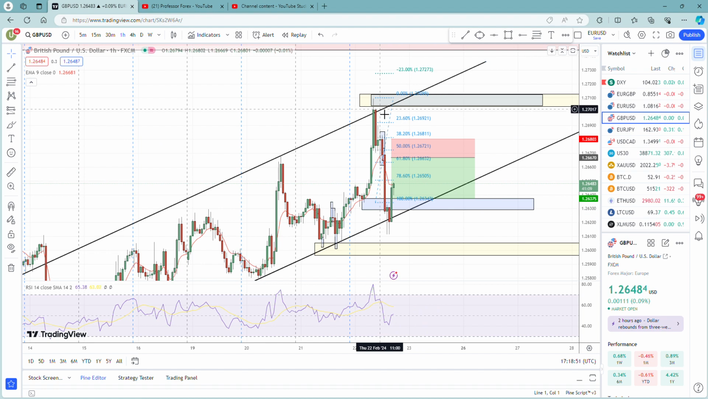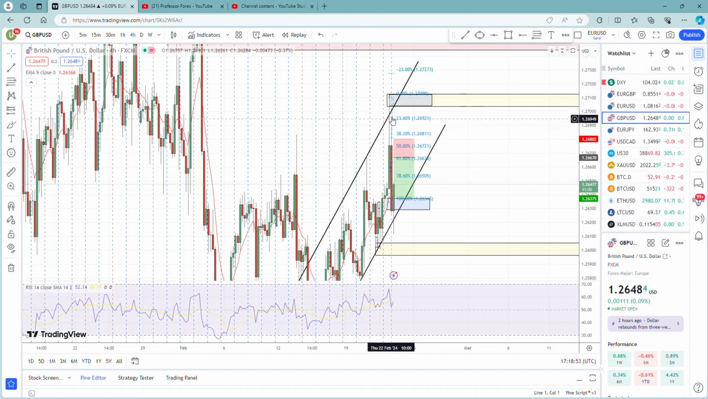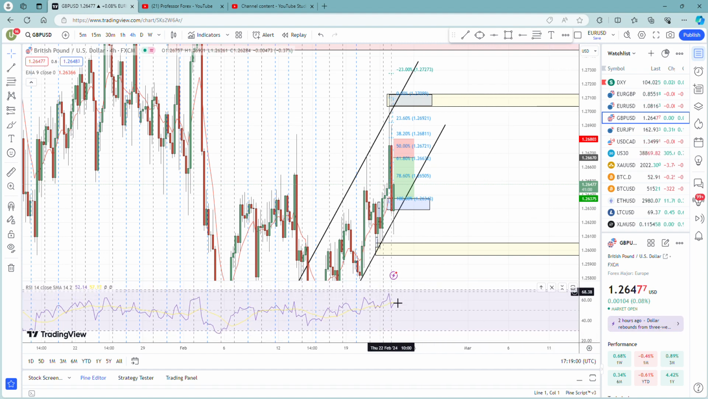So as you can see on the H4, there was a massive rejection. I thought, you know what, I'm going to enter this trade. If you look at the RSI, it's close to 70, indicates price is going down.